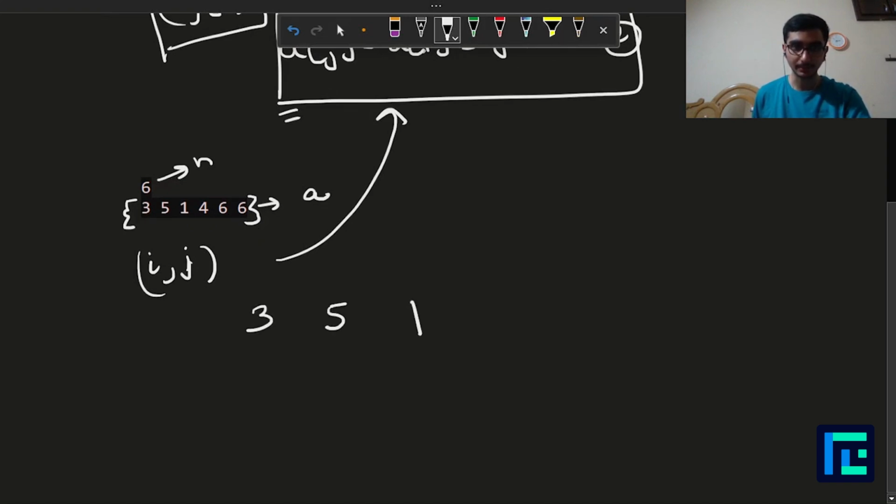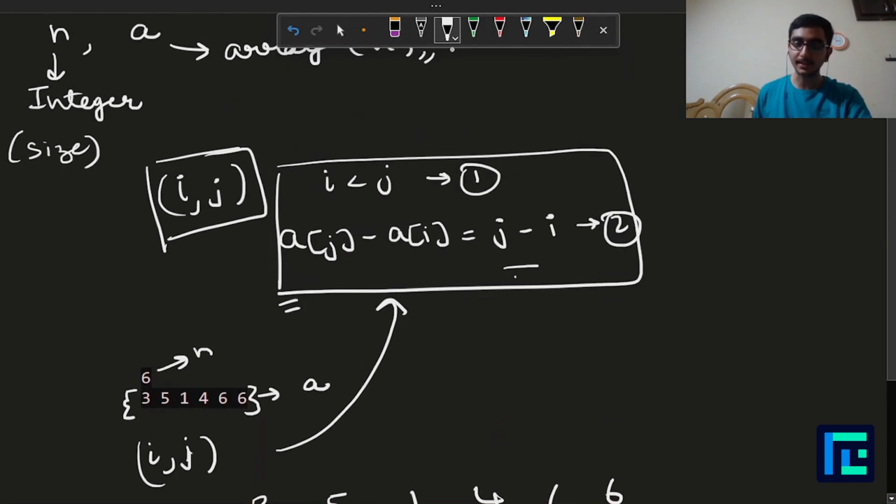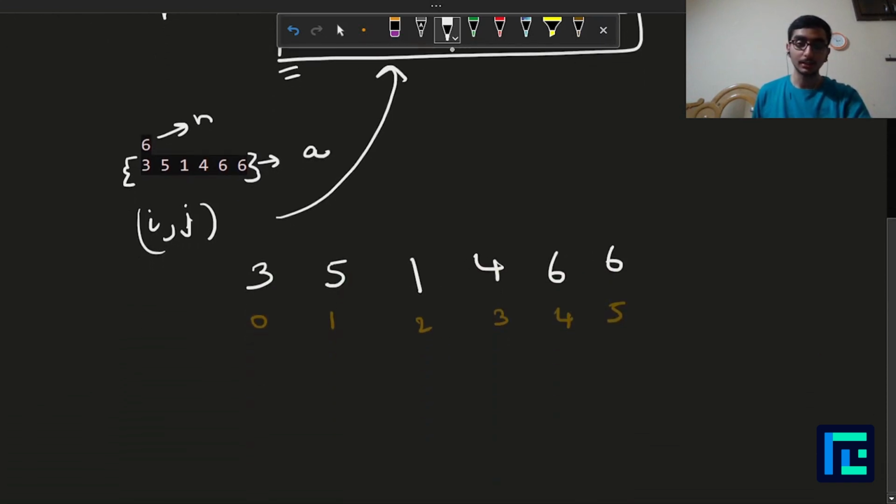3, 5, 1, 4, 6, 6. This is our array and the indices are 0, 1, 2, 3, 4, 5. I'm using zero-based indexing here. Okay. And even if you use zero-based or one-based indexing, this will not change, and we'll prove that when we come to the solution. So let's try to think for what values it will be the same.